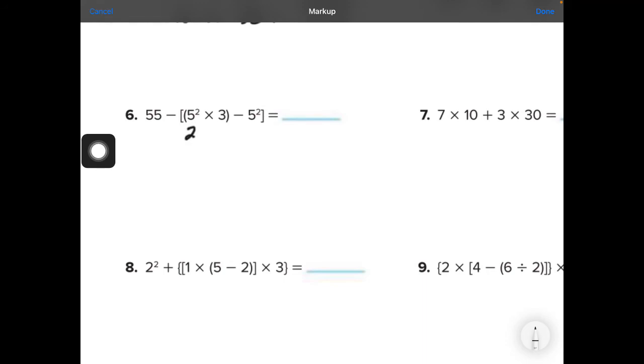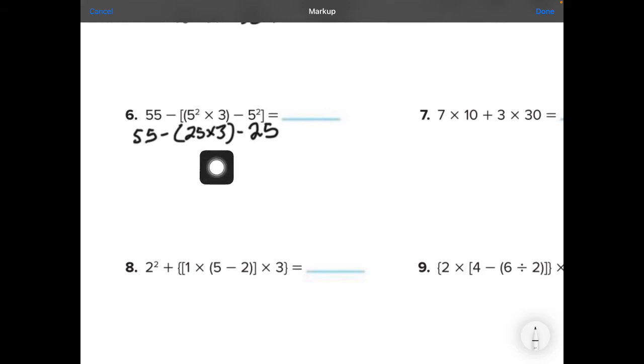So that's 25 times 3. That's going to be in our little bracket. Minus 5 to the second power is 5 times 5. So that's going to be 25 minus 55. All right, double check that you got all your information.